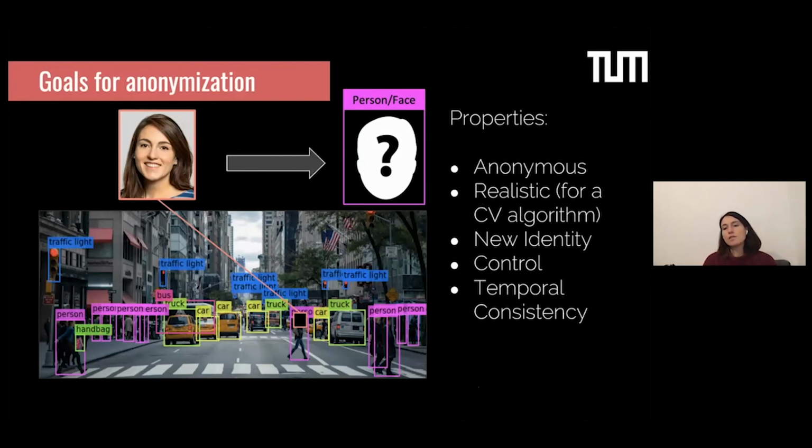And for this, our algorithm needs to have certain properties, needs to be, of course, anonymous. So you want to create a person that is not recognizable as the original one. It has to be realistic for a computer vision algorithm, which means that any person detector or face detector should still work. You should generate a new identity, have control over this identity, and I will briefly explain why. And also, we should have temporal consistency if we aim to do multiple object tracking on that.